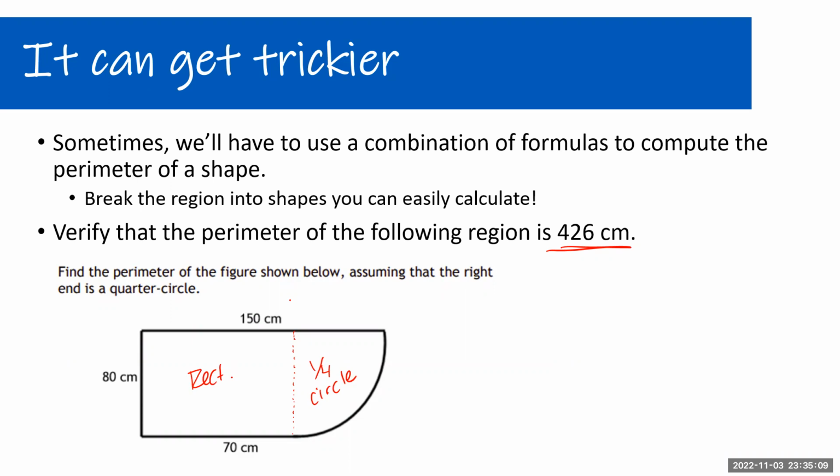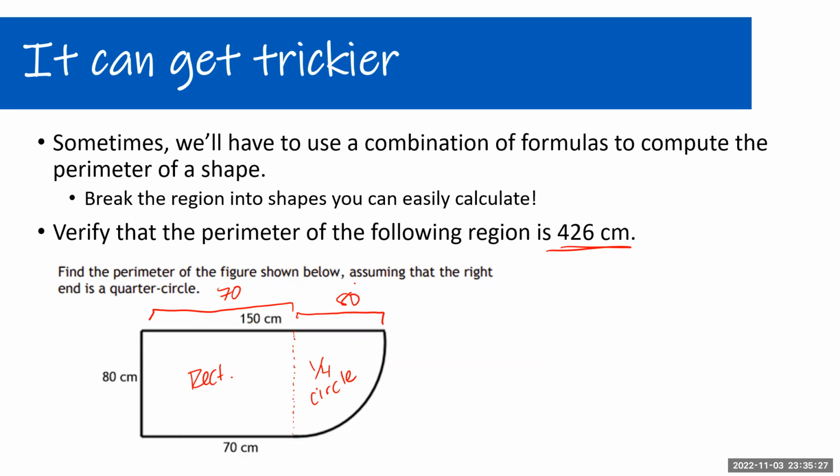I know also that this piece, since the rectangle has to be 70, which would also mean that this piece has to be whatever piece of the 150 isn't included. So it has to be 80. Okay.